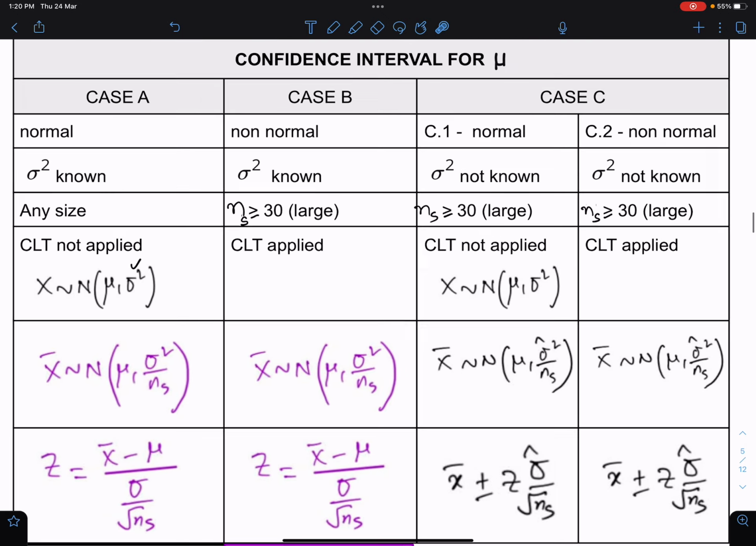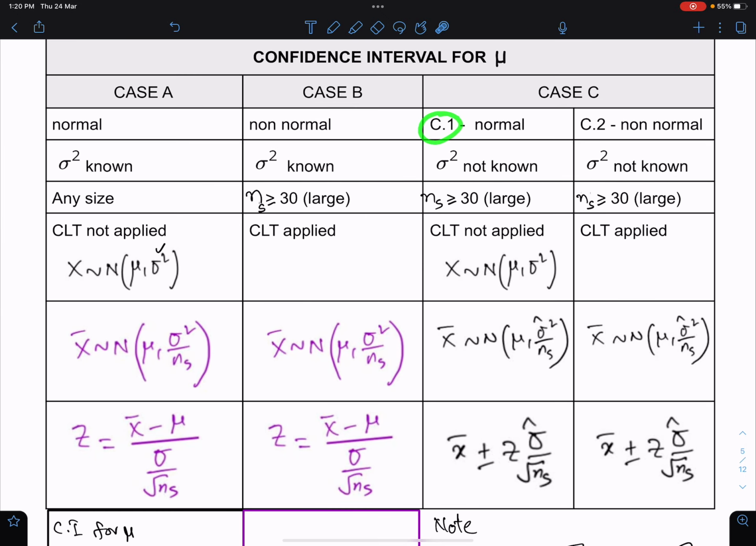Now case C1. In case C1, the population is normal. In case A, population was normal. Here sigma square is unknown, is not known. Here sigma square was known. So this is the difference between these 2 cases. And because of this difference, this is also different from this case. Here sample size could be anything, large or small, but here sample size must be large.